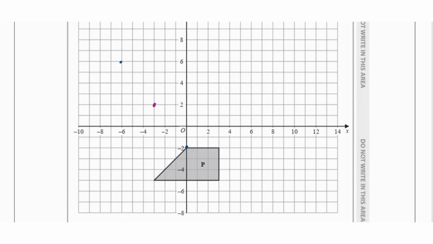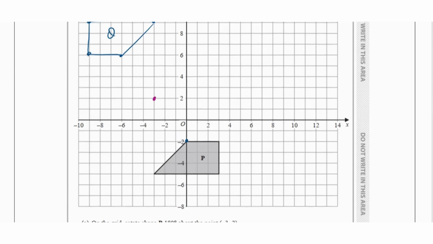This one is 1, 2, 3, 4, 5, 6, 7. So it's going to be 1, 2, 3, 4, 5, 6, 7. Then this is 1, 2, 3, 4, 5, 6 from over here. So 1, 2, 3, 4, 5, 6. And this comes at the top. This is your rotation of the shape 180 degrees about the center (-3, 2), and we label this as shape Q.